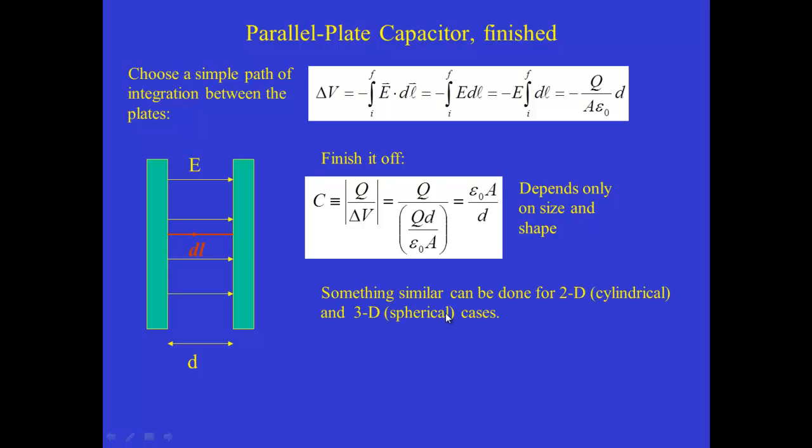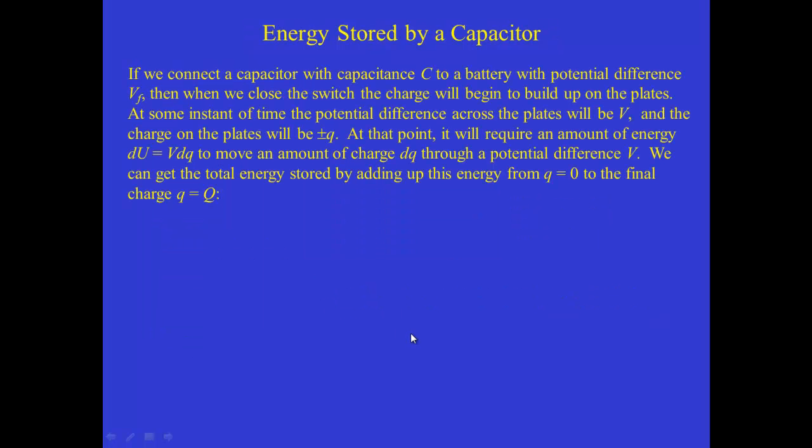Something similar can be done, and an example in the book is done for the 2D case of a cylindrical geometry, and then you can have a 3D spherical case as well. So once again, remember that Gauss's law can only be used in certain very high symmetry situations, and these are the only cases that we can actually use to calculate the approximate capacitance.